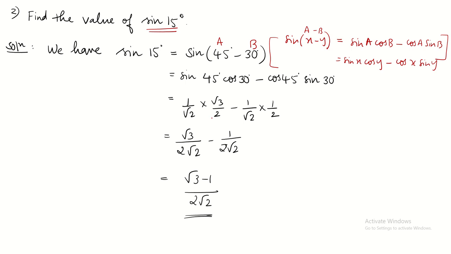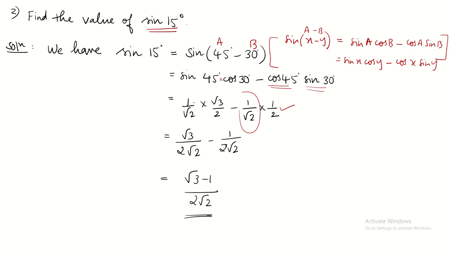In the next line, you will be substituting the value of 45 degree and 30 degree. So now sine 45 you have the value 1 by root 2. Cos 30 you have the value root 3 by 2, minus again cos 45, 1 by root 2, sine 30, 1 by 2. This is multiplication. If there is addition or subtraction, you can use that, or else if nothing is there, it is multiplication. So here 1 by root 2 into root 3 by 2 minus 1 by root 2 into 1 by 2.